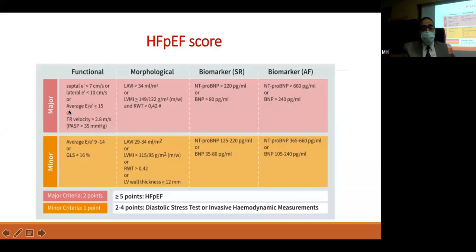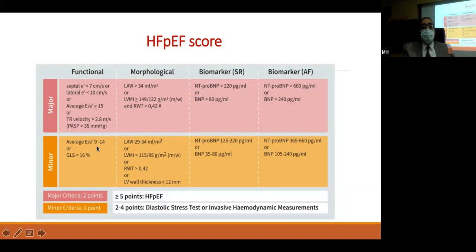If the average E prime velocity is less than 15, or more than 14, this is a major criterion. If the septal E prime is less than 7 and the lateral E prime is less than 10, it's a major criterion, and every major criterion takes 2 points. A tricuspid regurgitation velocity more than 2.8 also takes 2 points. If the average E/E prime ratio is borderline, between 8 and 14, it takes only 1 point, so it's a minor criterion.